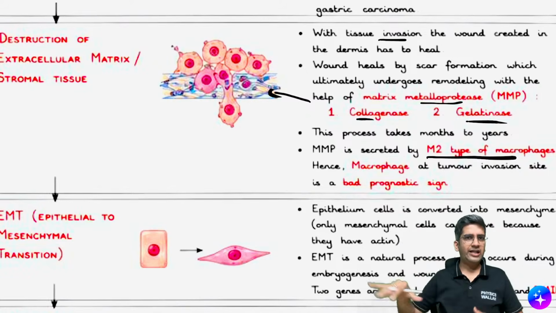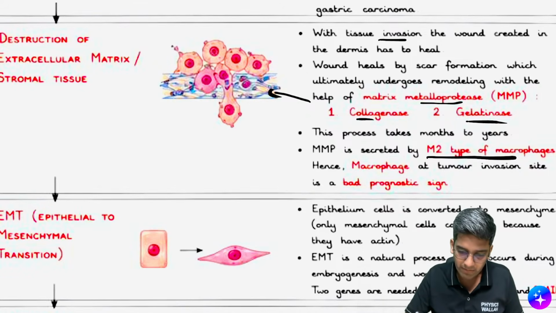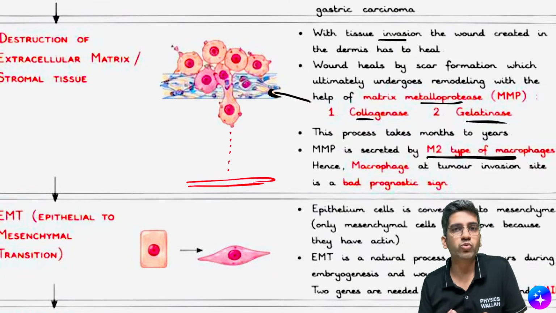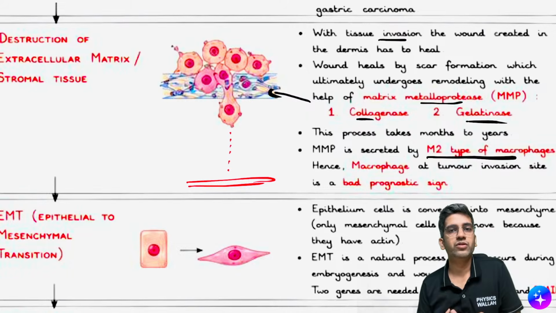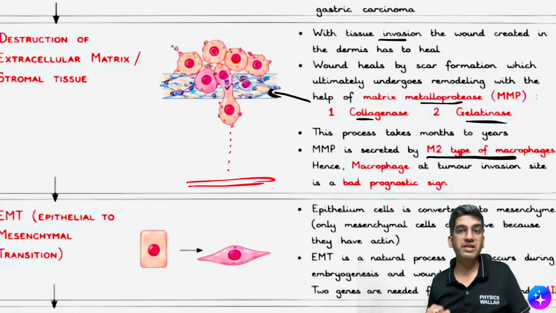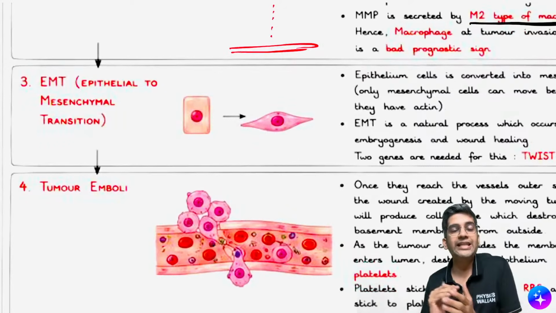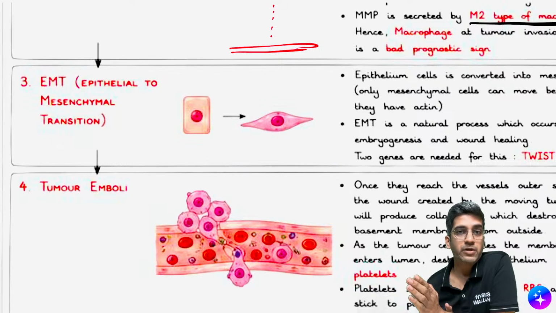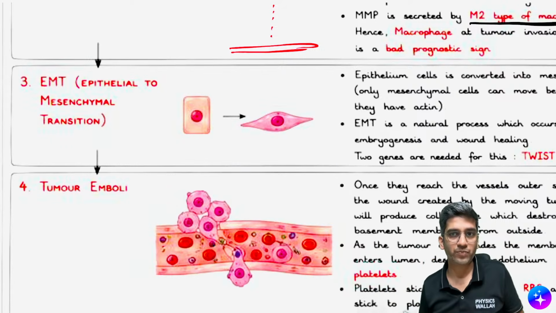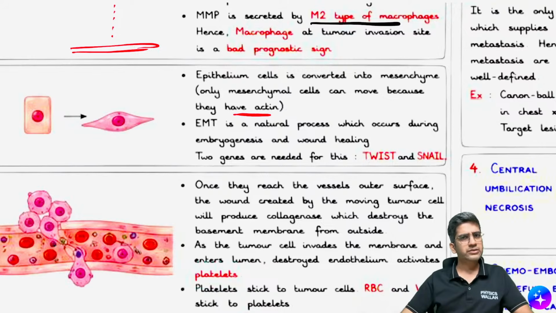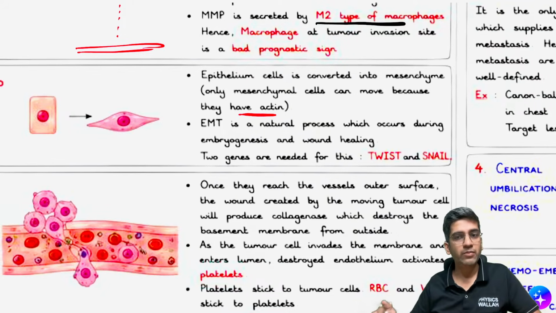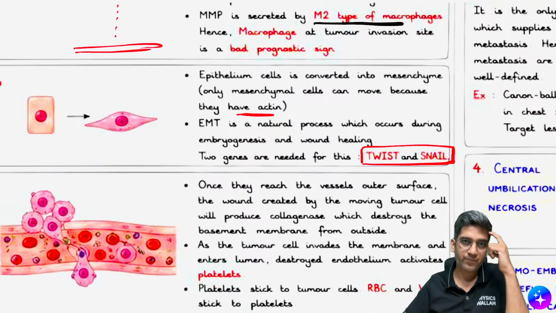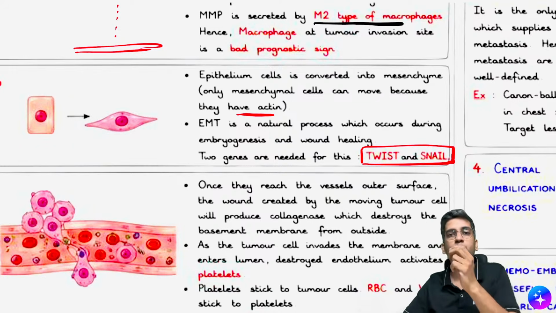Okay, I have destroyed the entire matrix. Now, my blood vessel is here. I have to move here, right? I have destroyed it. How do I move? Epithelium does not move. Skin does not move. Muscle moves. Mesenchyme moves. So that's the next step. Epithelial to mesenchymal transition. Epithelium gets converted to a mesenchymal tissue, an elongated tissue, right? Mesenchymal tissue will have actin. It can automatically move. How do I convert them? With the help of 2 important genes, twist and snail, that can convert an epithelium to a mesenchyme.